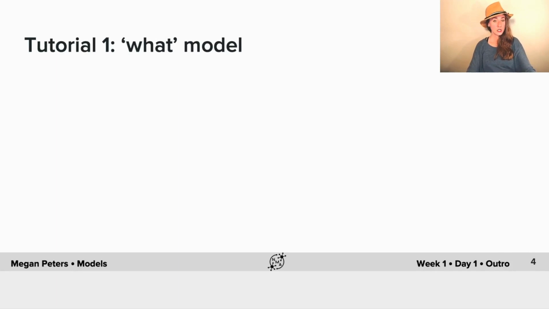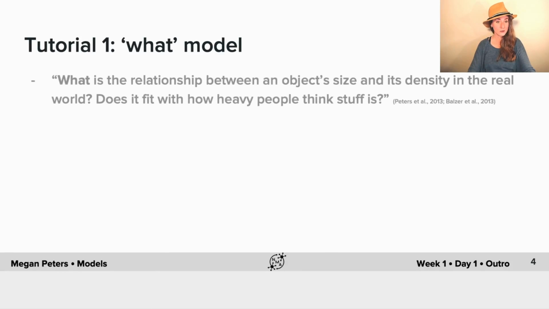I wanted to share with you that I also use what models in my own research to give you a broader perspective. I wanted to tell you about a paper that I published quite a long time ago now. This was 7 years ago when I was a grad student. In this paper, I was interested in understanding the natural statistics of objects around us, the distribution of how big they are, how much they weigh, their density, that kind of thing.